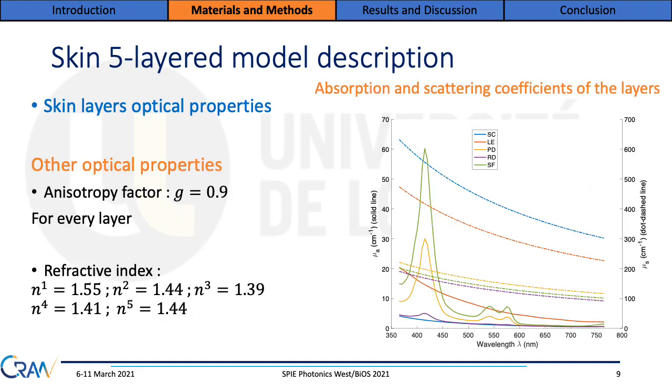By applying the formula described in the previous slides, we finally obtain the absorption and scattering coefficients of each of our 5 layers. The presence of hemoglobin absorption peaks in the irrigated layer can be noticed, as well as the diffusion barrier of the stratum corneum. Refractive index and anisotropy factor were considered wavelength independent.